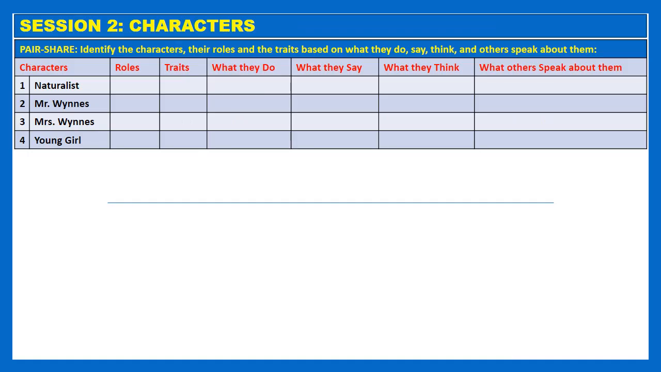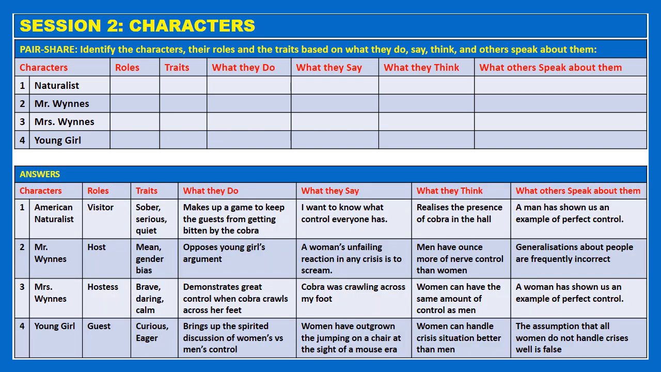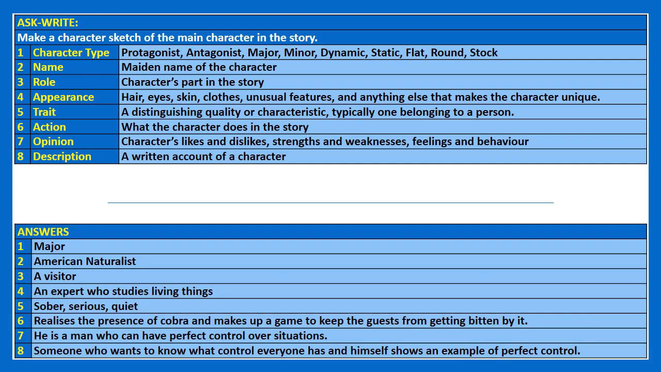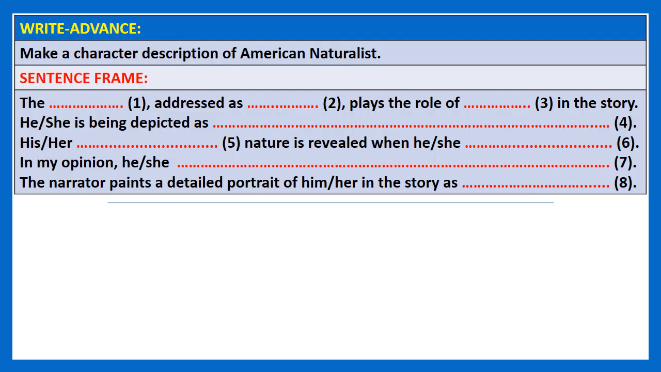Session 2 focuses on the character description, which helps the students to identify the characters, their roles, and the traits based on what they do, say, think, and what others speak about them. Students are encouraged to make a character sketch of the main character in the story by including information like character's role, appearance, and traits. Then use the character sketch that they have made to describe the main character.